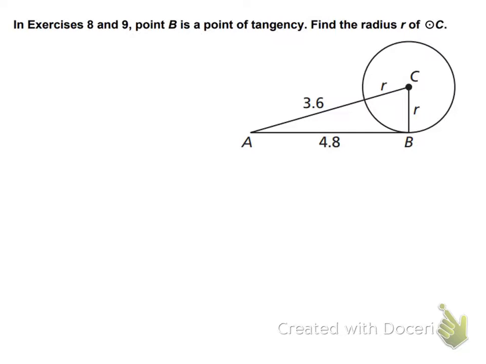All right, here's the hard one. B is a point of tangency. Find the radius of circle C. It would give yourself a lot of room on your board if you write large.